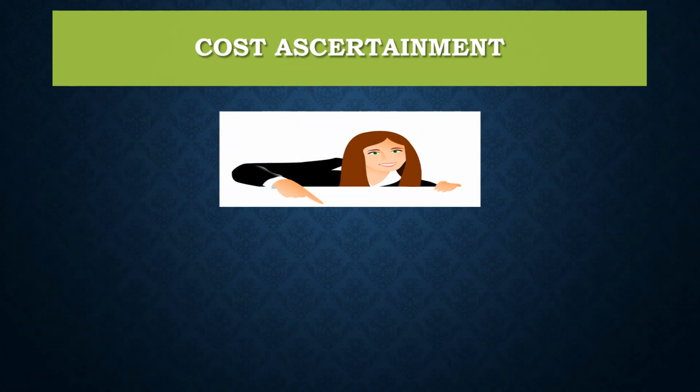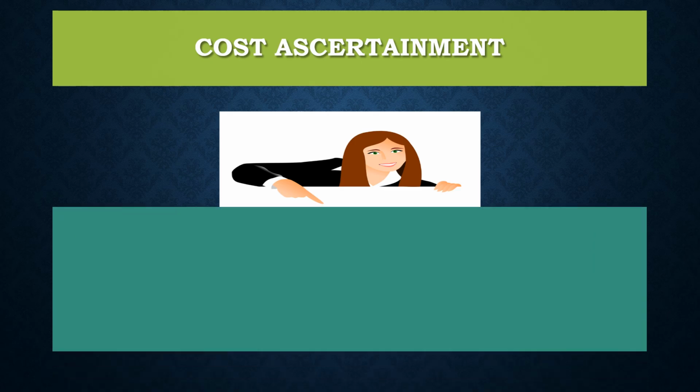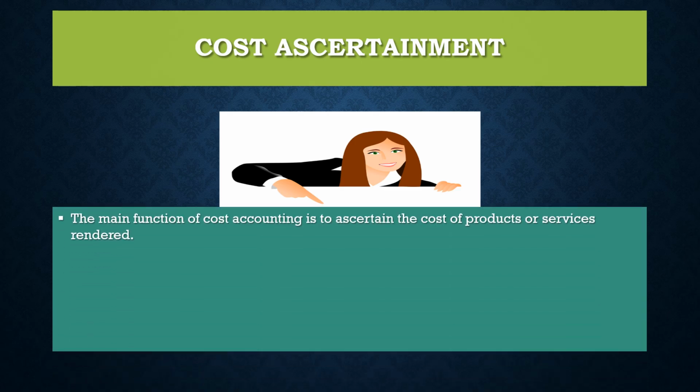So cost ascertainment. In the scope, the first point we have learned is cost ascertainment. Now we'll see what is there in it. First of all, the main function of cost accounting is to ascertain the cost of a product or services rendered. Also, if it is a service, its main objective is to find out the cost incurred for the service rendered, or the cost of a product which is manufactured by the company.